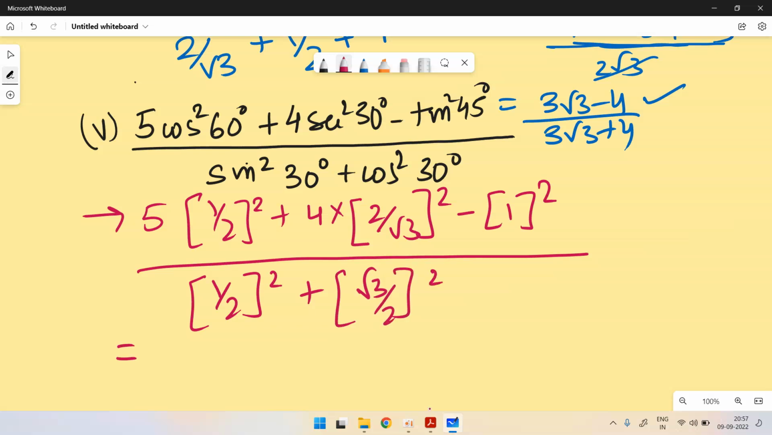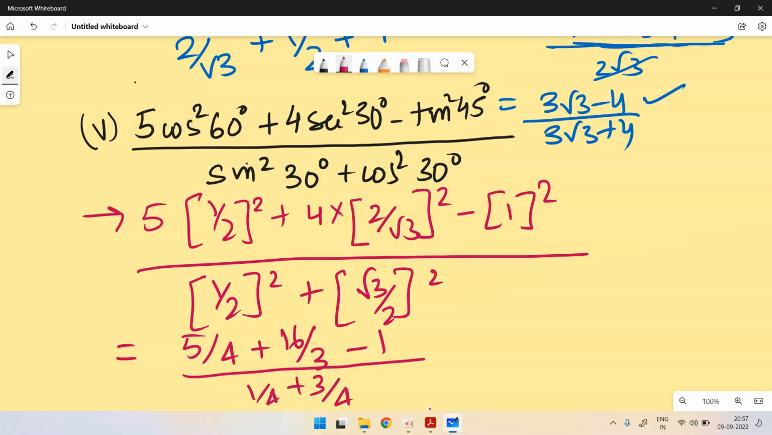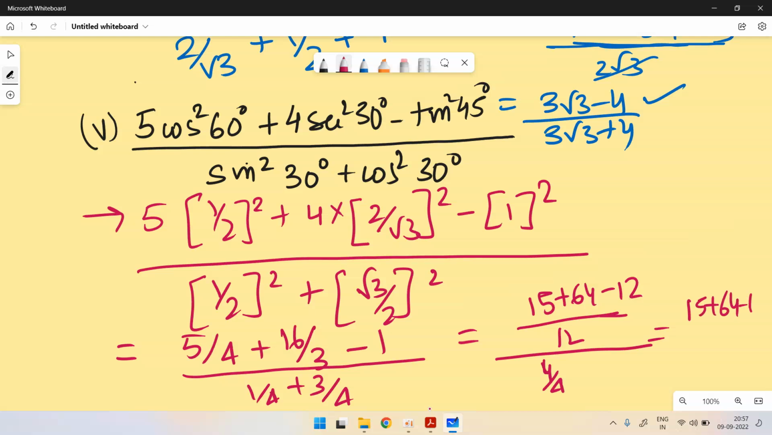Now if I solve this, it is 5 by 4 plus 4 into 4, 16 by 3, minus 1, divided by 1 by 4 plus 3 by 4, which is nothing but 1. If I take 12 as my LCM, then 5 into 3 is 15, 16 into 4 is 64, minus 12. So the whole thing becomes 15 plus 64 minus 12 by 12.